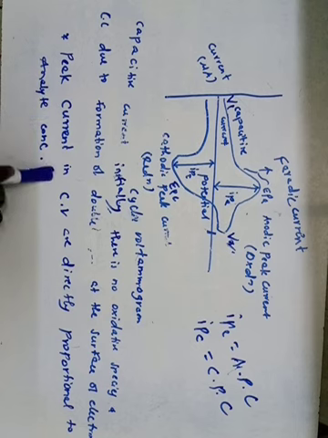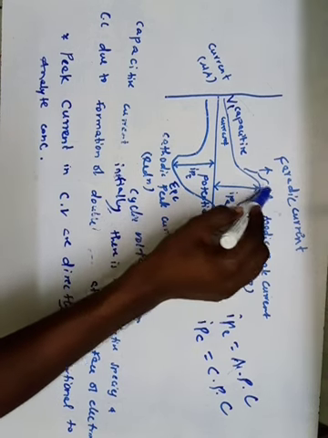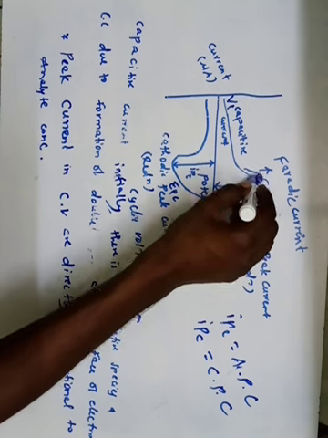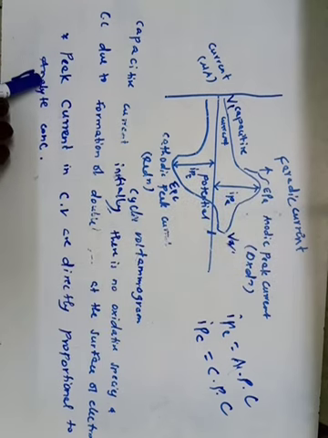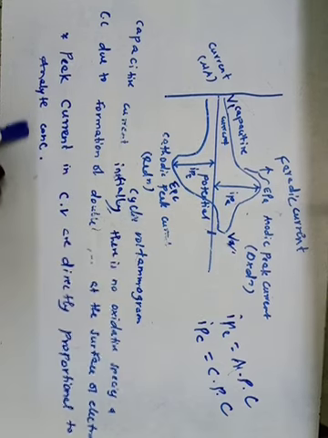The peak currents in cyclic voltammetry are directly proportional to the concentration of the analyte. The peak height and peak shape represent how much concentration is present in our given sample or analyte.